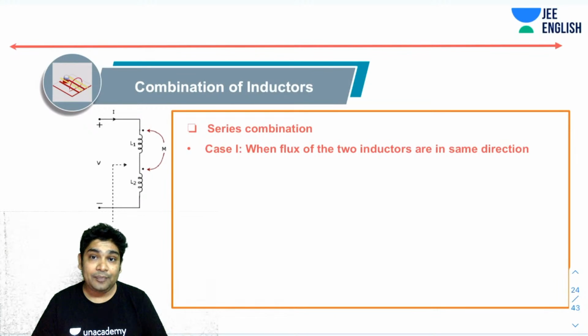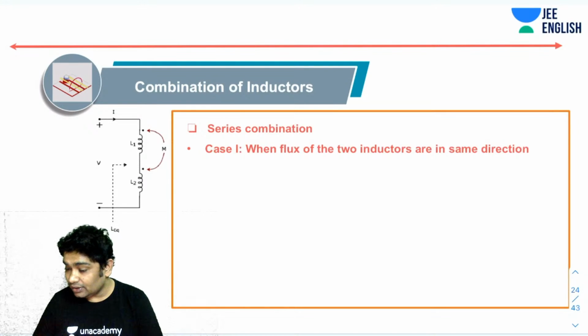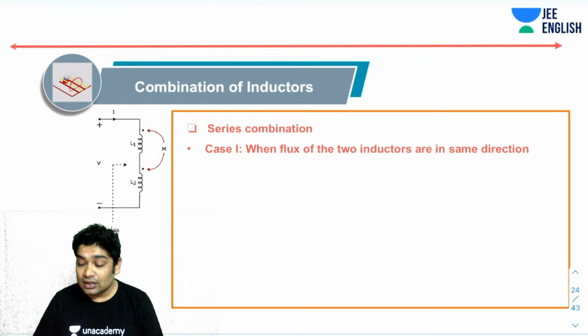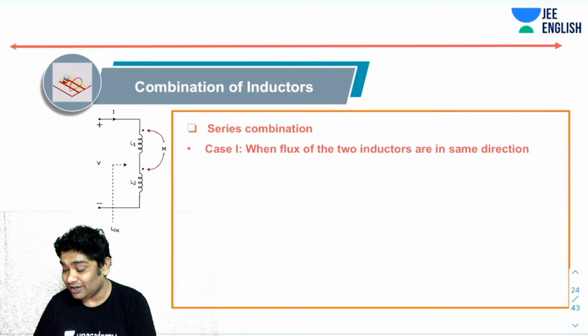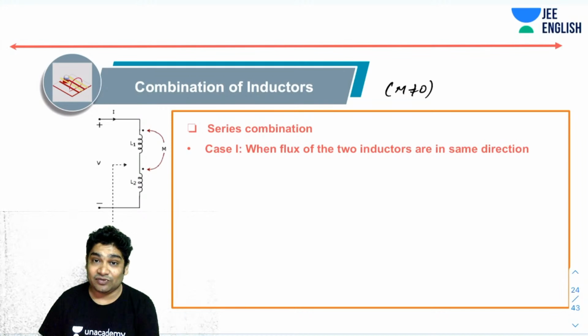So when flux of the two inductors are in the same direction. Here we are assuming that there is some flux linkage of the two also. So mutual inductance is taken into consideration. So in the first part, we will say that M is non-zero. Mutual induction coefficient between them is non-zero. So this is the derivation for that.